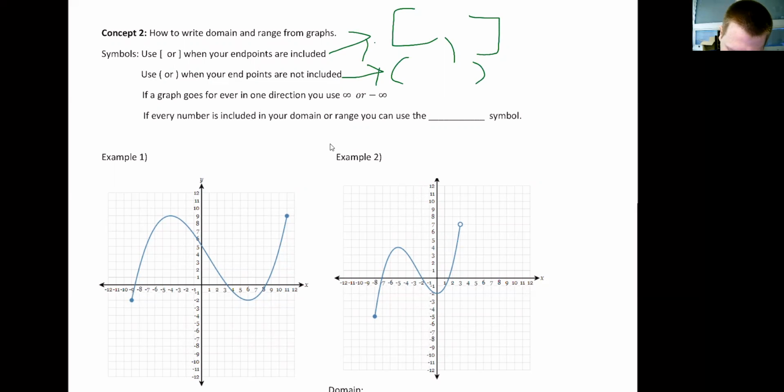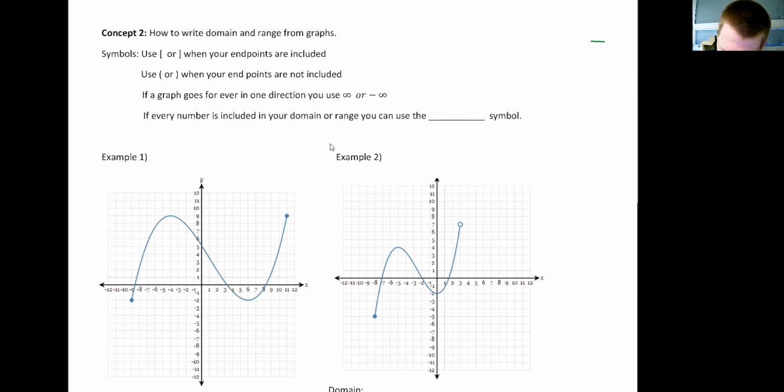Another thing to keep in mind, if your graph goes forever in a direction, like it goes up and up and up forever, or to the right forever, or to the left forever, or down forever, you're going to use either a positive infinity symbol or a negative infinity symbol to represent that. And that's just kind of like a sideways 8 if you've never seen the infinity symbol.